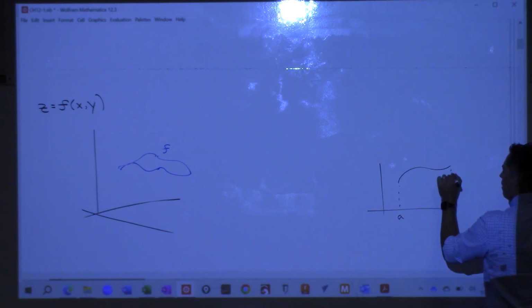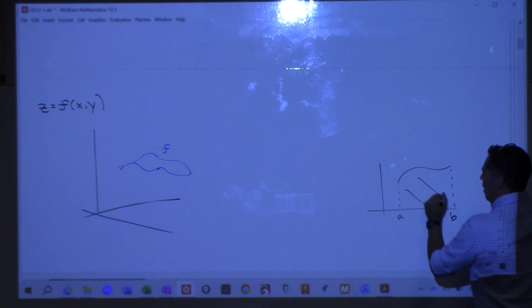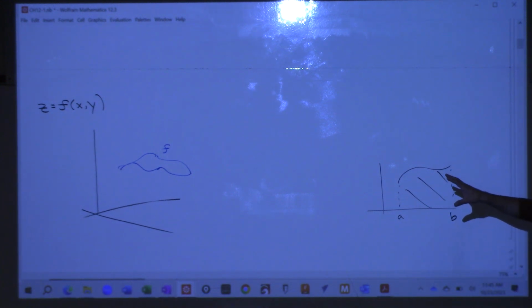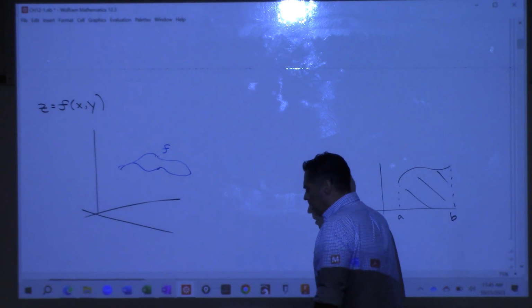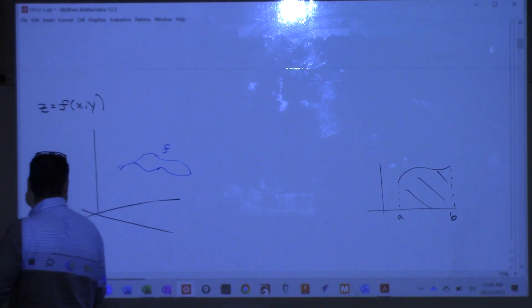Start at A and end at B, and then I could find the area here. I'm going to have to do something similar here, aren't I? If this surface is floating around, I'm going to have to restrict it. And so when we restrict it, we're restricting it to something on the ground, the domain, right?